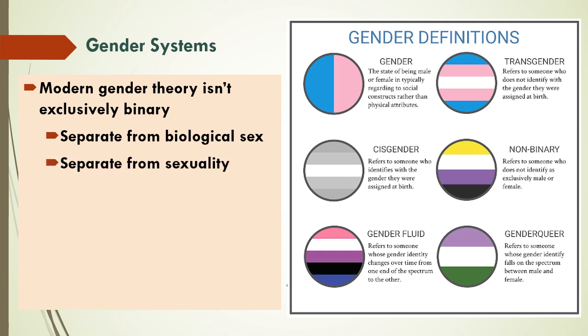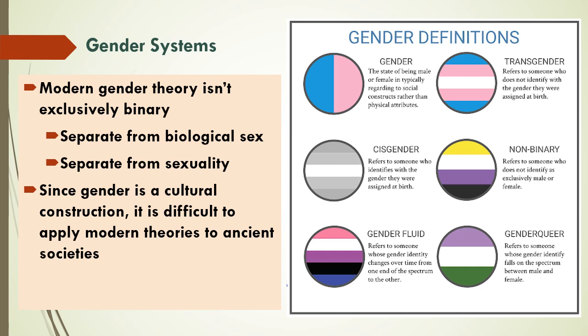Gender is also separate from sexuality. For most of history, people have assumed that gender and biological sex naturally correlated to one's sexual preferences. But that, of course, is not the case, as we recognize that identifying as male doesn't necessarily mean that you want to be with women. So the story is a lot more complicated for us in the modern world when it comes to gender.